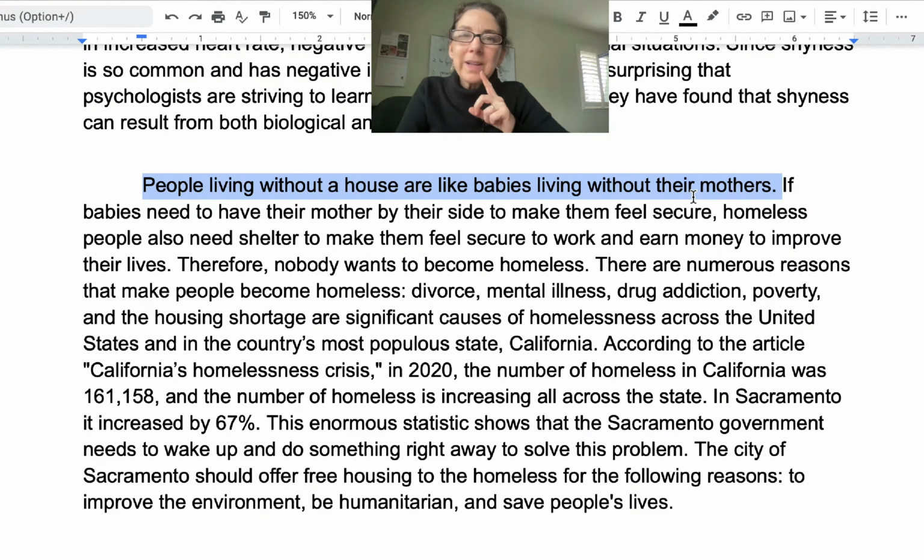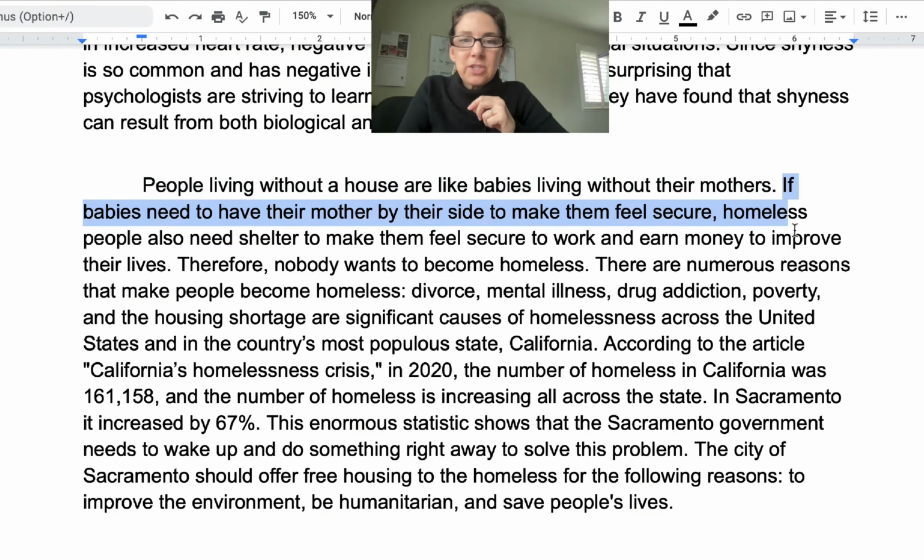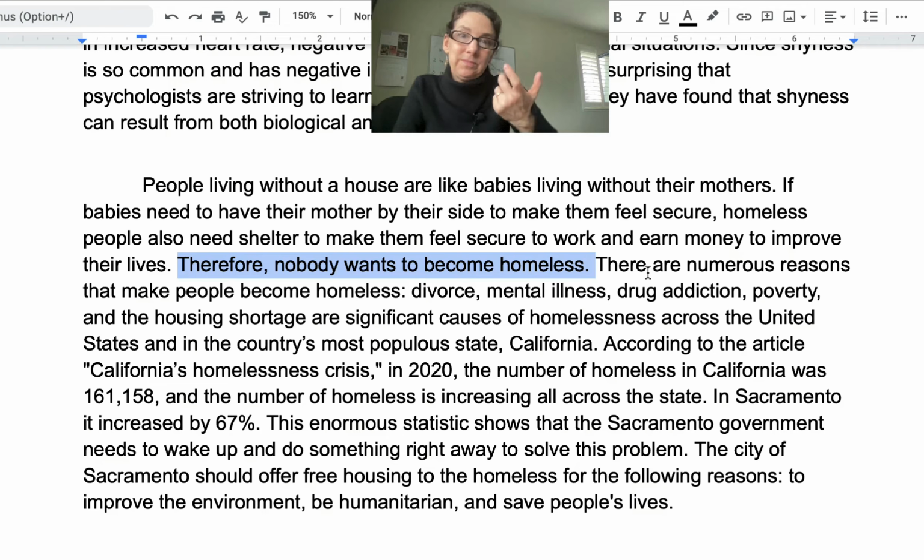Okay, that's not quite enough information. We need to know why. In the next sentence, she shows why. Okay, then she starts to transition into the background information. Nobody wants to become homeless. Okay, so why do they become homeless? Then she talks about the reasons.